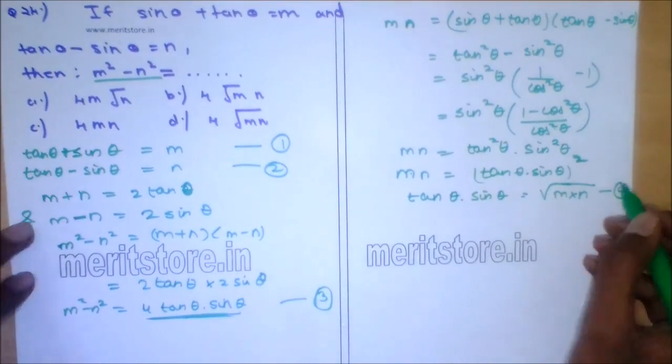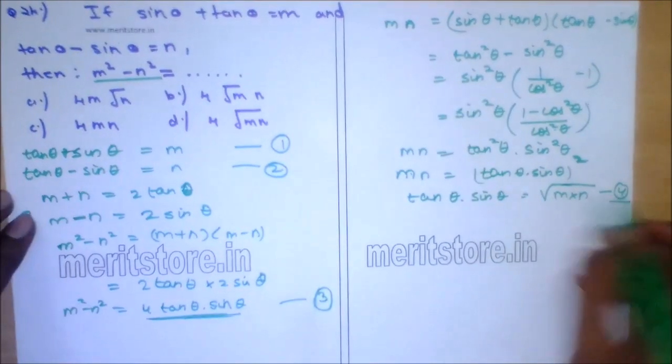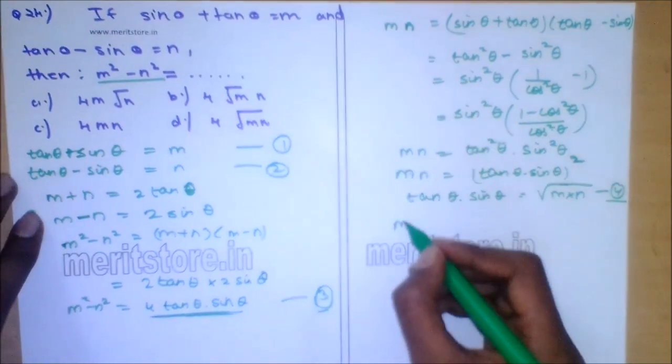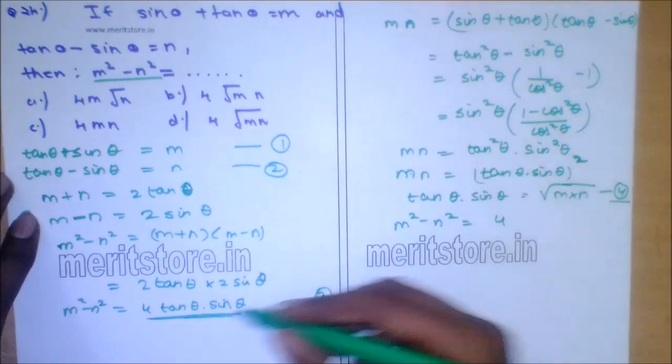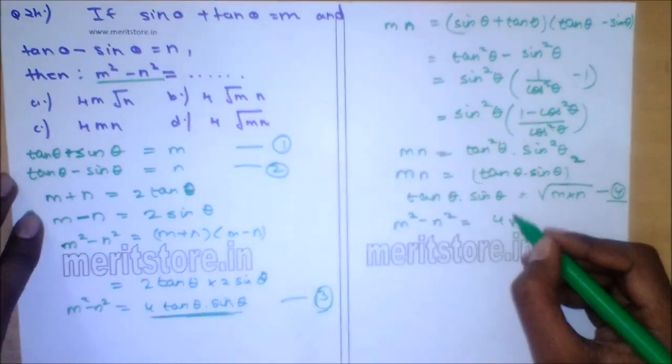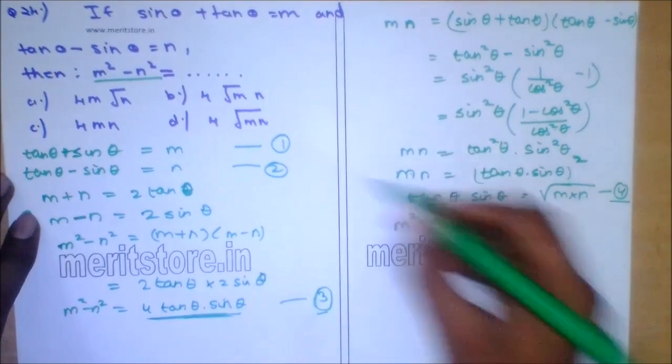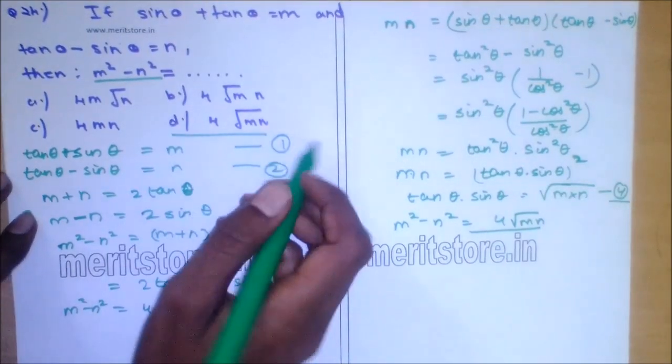So let this be equation number 4. So we substitute 4 in equation 3. We get m square minus n square equals 4 into tan theta into sin theta. So that is root of mn, which is option 4.